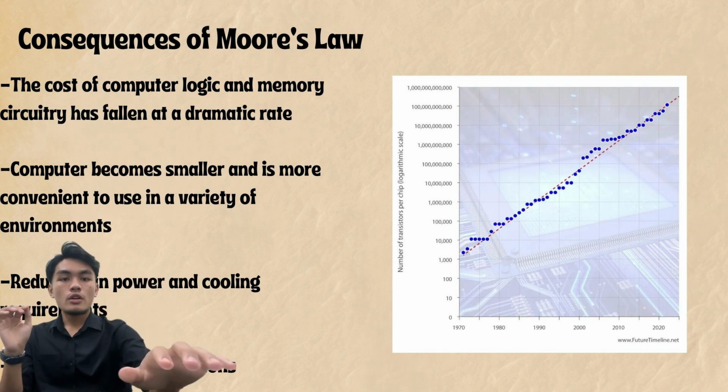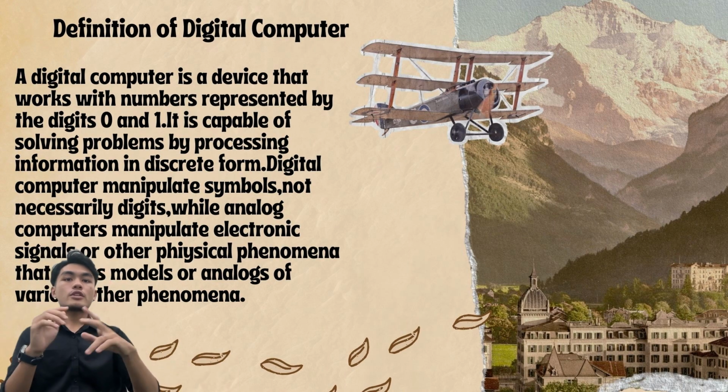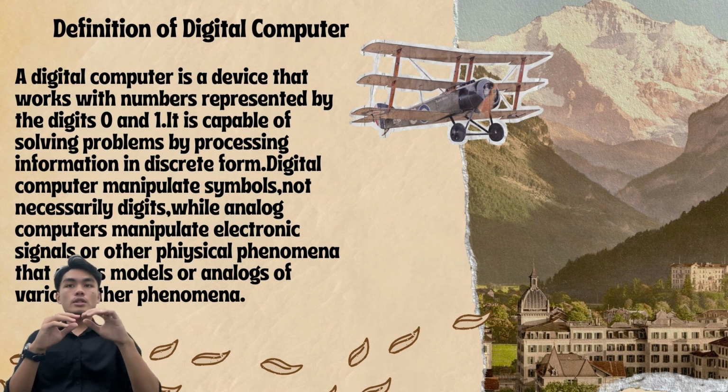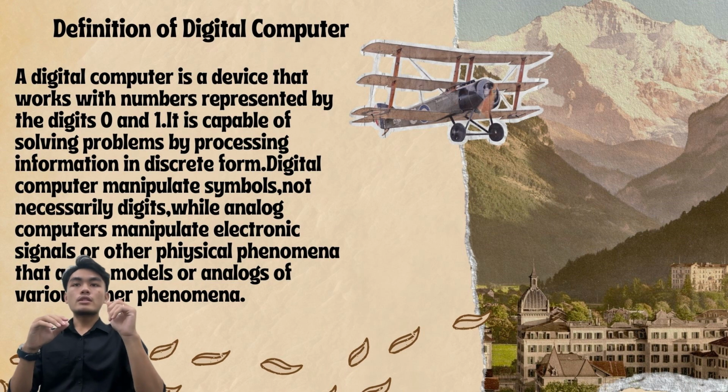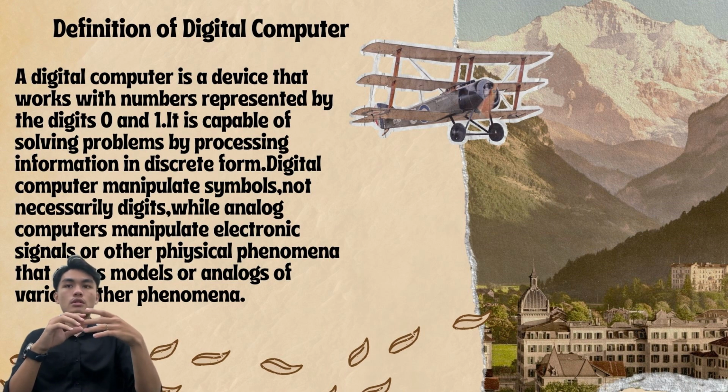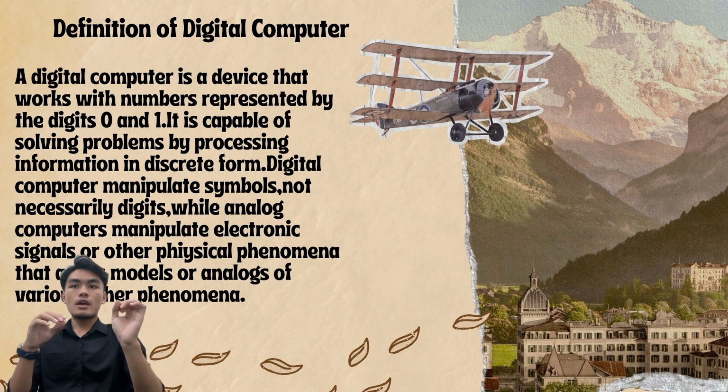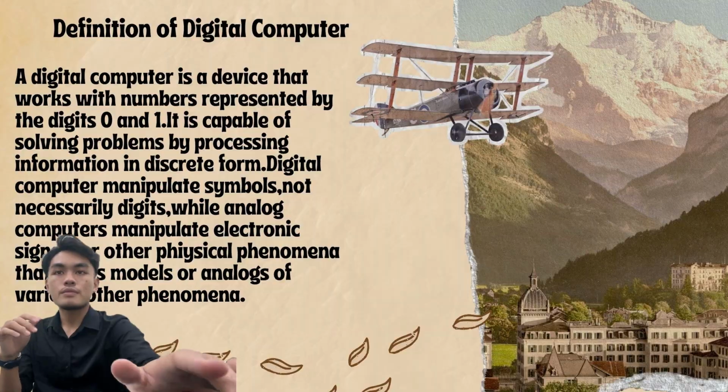So next, I'm gonna talk about the definition of a digital computer. A digital computer is a device that works with numbers represented by the digits 0 and 1. It's only 0 and 1. It is capable of solving problems by processing information in discrete form. Digital computers manipulate symbols, not necessarily digits, while analog computers manipulate electronic signals or other physical phenomena that act as models or analogs of various other phenomena.